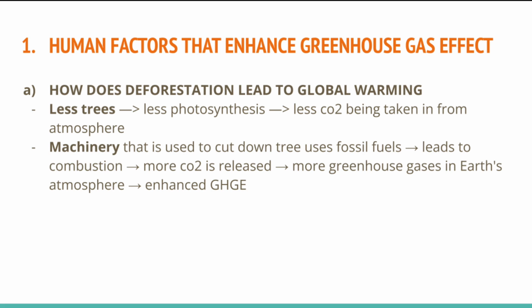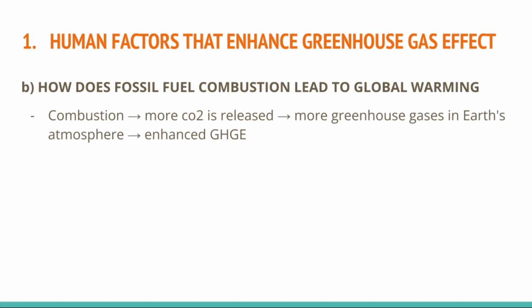But how does deforestation even occur? Machinery that is used to cut down the trees uses fossil fuels, and fossil fuels are combusted, and this releases more carbon dioxide, and this means that there's more greenhouse gases in Earth's atmosphere, and this means there's an enhanced greenhouse gas effect. But how does fossil fuel combustion lead to global warming? Again, similarly, combustion of fossil fuels leads to more carbon dioxide being released, leads to more greenhouse gases in Earth's atmosphere, and this leads to enhanced greenhouse gas effect.